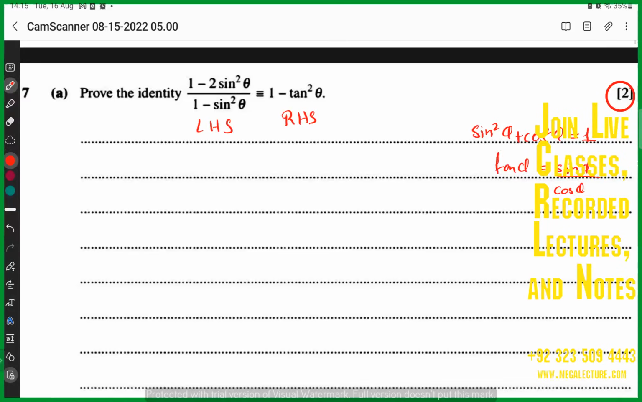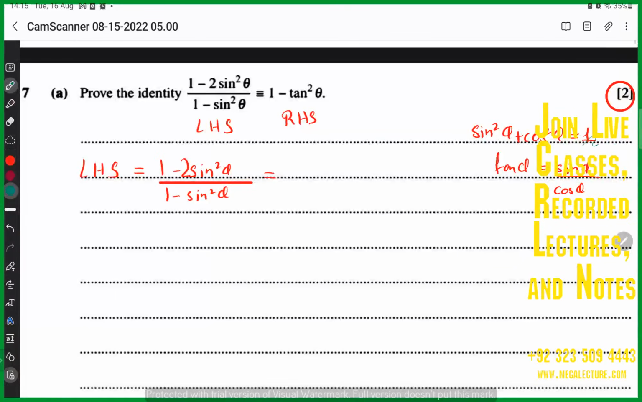Okay, let's directly start off with the left hand side. Left hand side is basically equal to (1 minus 2 sine square theta) divided by (1 minus sine square theta). I cannot cancel or do anything in the beginning. I need to use these identities, okay? And you guys will get used to this in some time.